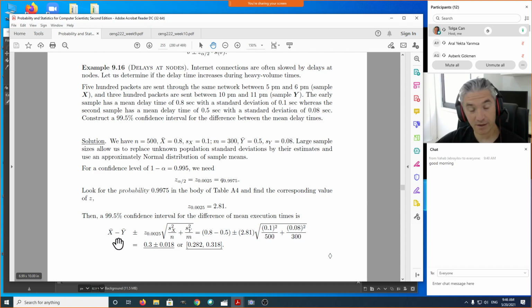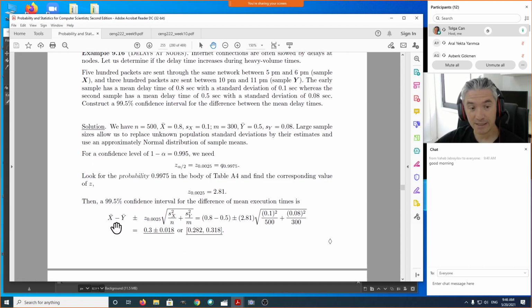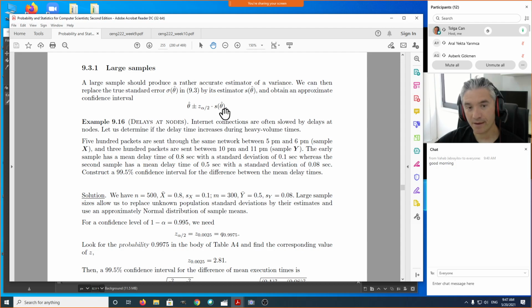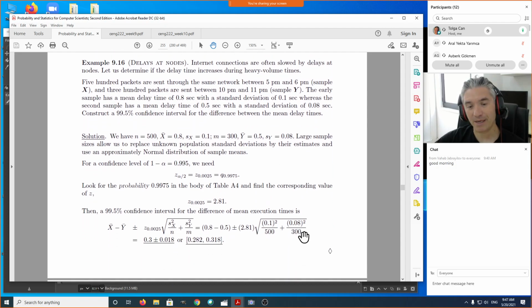The standard error, actually our theta hat in this case, is the difference between two means, x bar minus y bar. Its standard error is computed by using the sample standard deviation, squaring it, dividing it by the sample size, doing the same for the other sample, and taking the square root. So this entity on the right hand side is the standard error, the standard deviation of our estimator, which is computed as we did when the population variance was known.